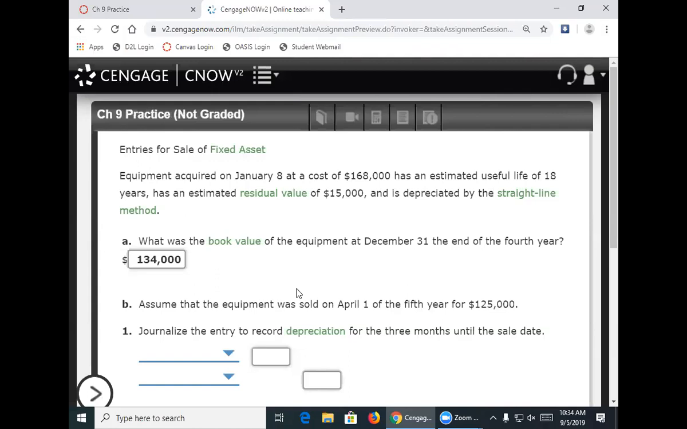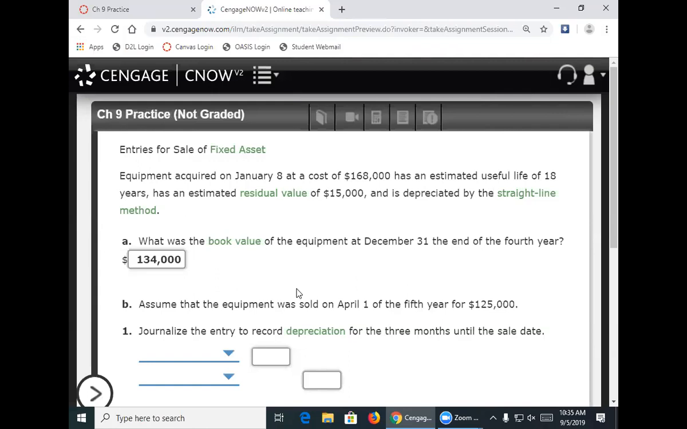When we're disposing of assets mid-year, we need to figure out how much it's depreciated to that point. If we sold it April 1st, we had it January, February, March. We had it for 3 months. So we need to depreciate that asset for the 3 months we've had it in year 5 to get a new book value, because book value is what we go off of to determine a gain or a loss on the sale.